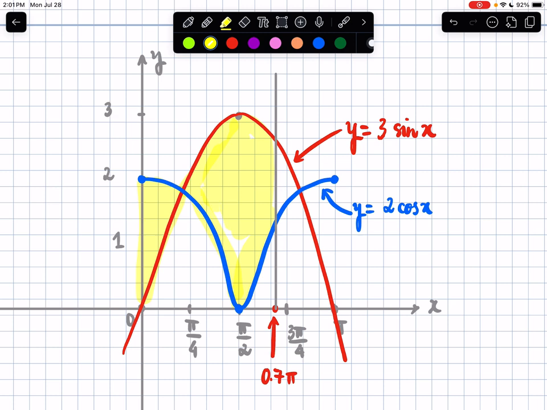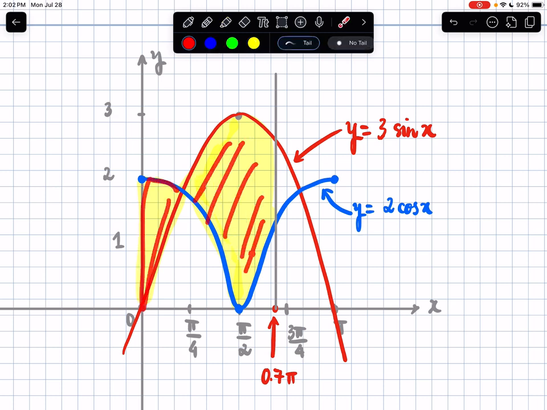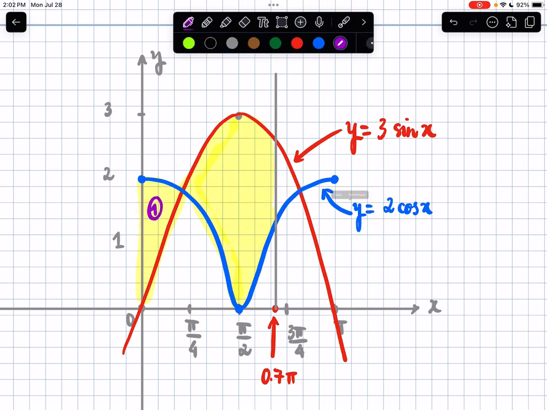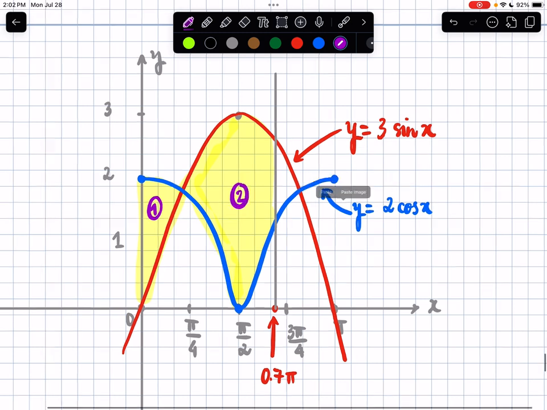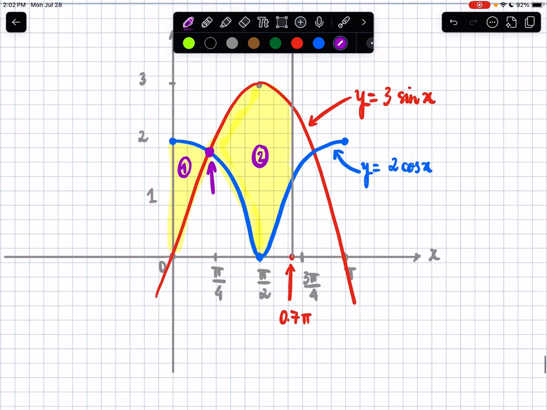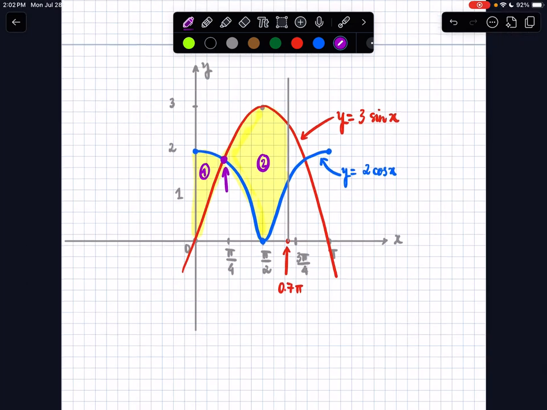So, between the two curves and where x goes from 0 to 0.7 pi, it is made up of two separate regions, this one and this one. We will compute the area of region 1 plus the area of region 2. So our job is to determine the coordinates of this intersection point. So what is this point? Assume that we know this one is (x1, y1).